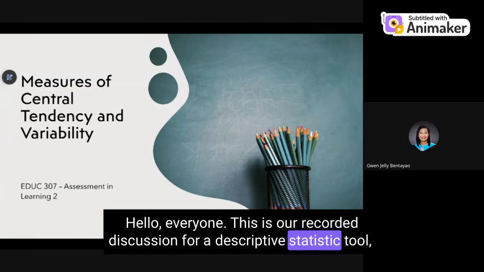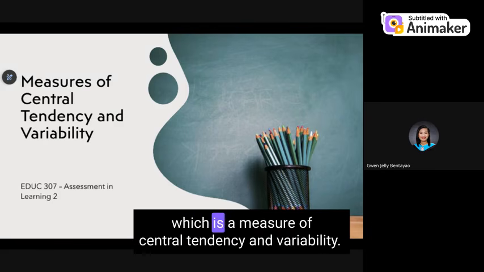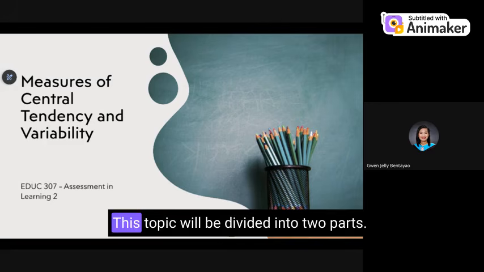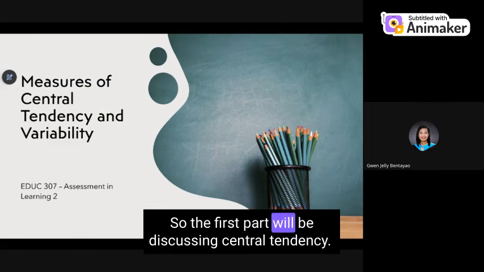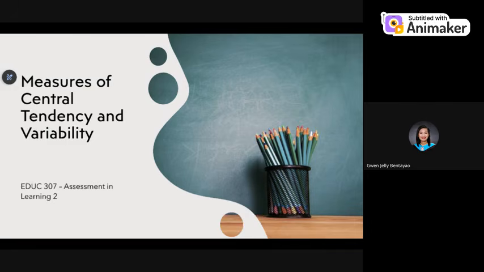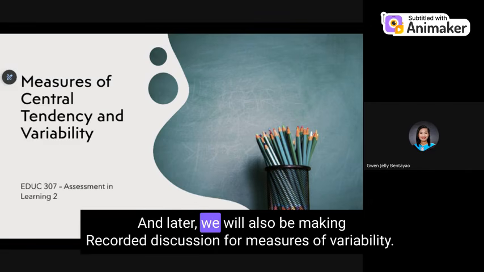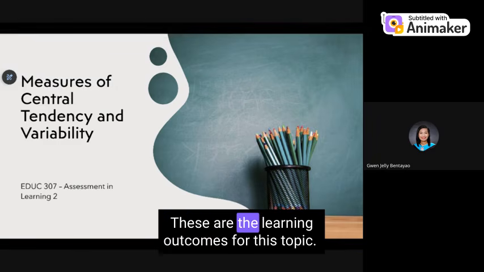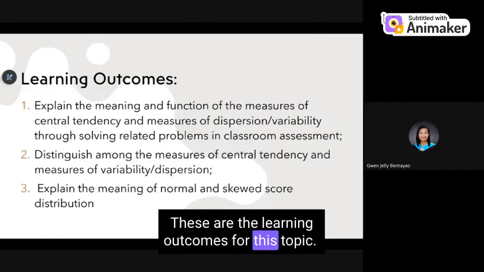This is our recorded discussion for a descriptive statistic tool, which is a measure of central tendency and variability. This topic will be divided into two parts. The first part will be discussing central tendency, and later we will also be making a recorded discussion for measures of variability. These are the learning outcomes for this topic.